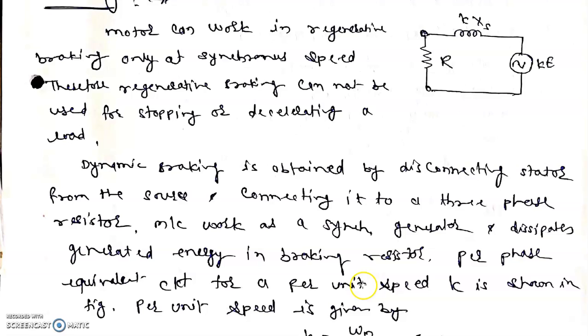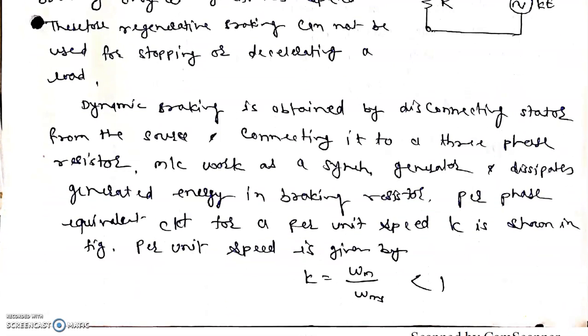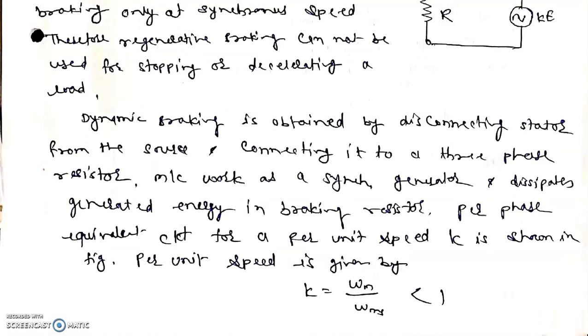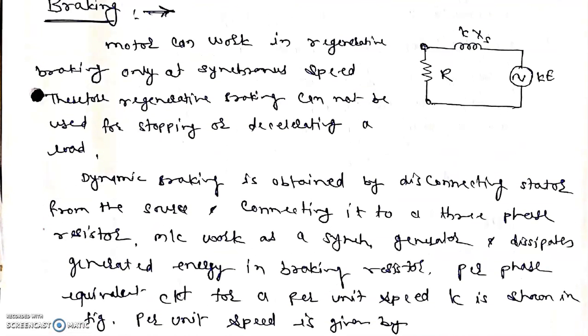The per phase equivalent circuit for a per unit speed K is shown in the figure. Per unit speed is given as K = omega m upon omega ms, which is less than 1. So K is the per unit speed, and the per phase equivalent circuit is represented by KE and K Xs, where K is omega m upon omega ms.